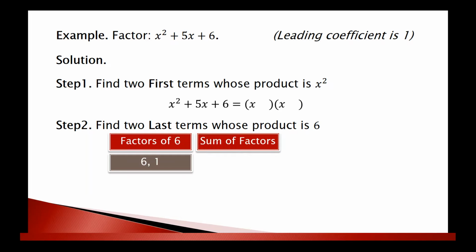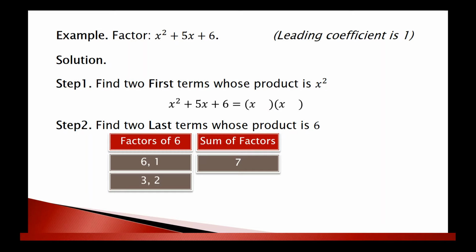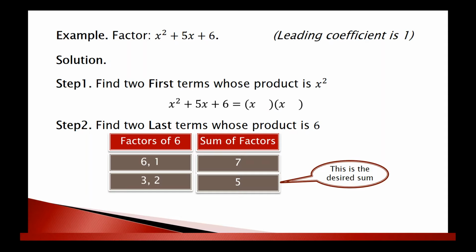So let's try this one, 6 and 1, which are the factors of 6. So this sum is 7, which is not the coefficient of the middle term, so the coefficient of the middle term is 5. So we want this sum of the factors to be 5. So let's look at this one. Let's say the factors of 6 are 3 and 2, and the summation of these is, this is 7, this is 5, sorry. So which is the desired sum?